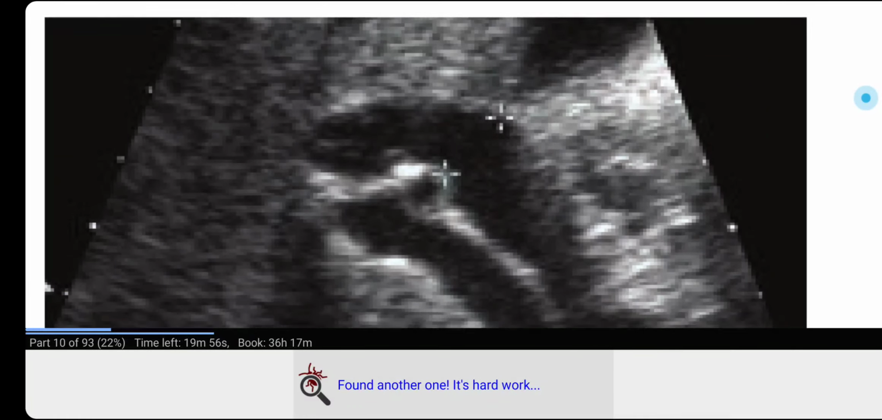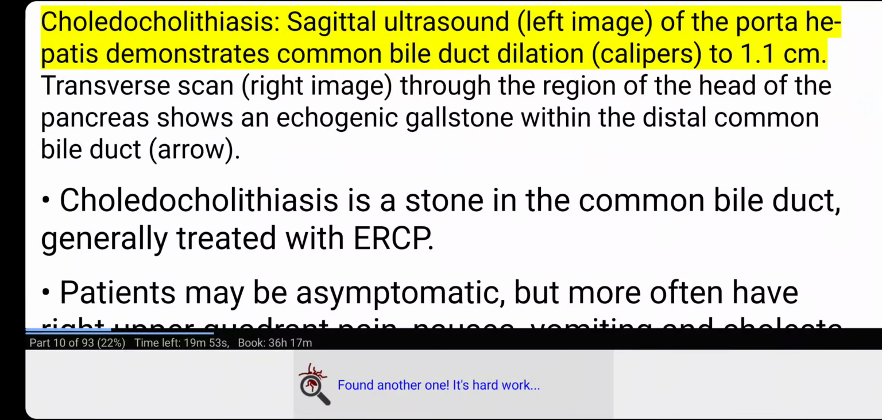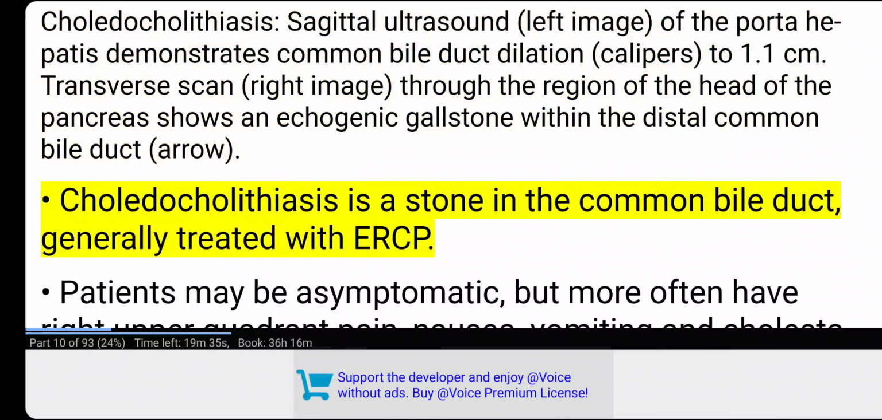Bile duct pathology. Choledocholithiasis. Sagittal ultrasound, left image, of the porta hepatis demonstrates common bile duct dilation, calipers to 1.1 cm. Transverse scan, right image, through the region of the head of the pancreas shows an echogenic gallstone within the distal common bile duct, arrow. Choledocholithiasis is a stone in the common bile duct, generally treated with ERCP.